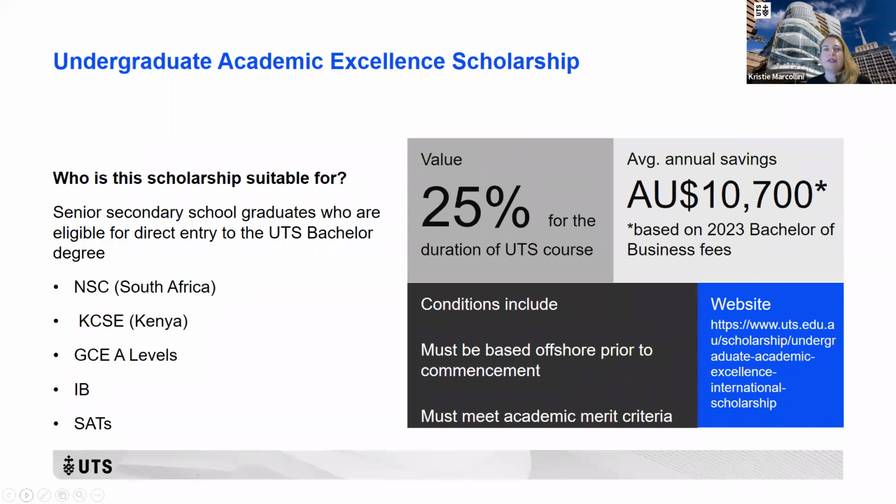As I mentioned, the Undergraduate Academic Excellence Scholarship is a higher value. It is merit-based, so you would need to meet an academic merit criteria to receive the scholarship. But if you meet that criteria, the value of your scholarship is higher because it's more than 20%. You get the 25% scholarship, and that's valued at $10,700 on average. That's based on the Bachelor of Business tuition fees again for 2023. And again, you have to be offshore to be considered for this scholarship.